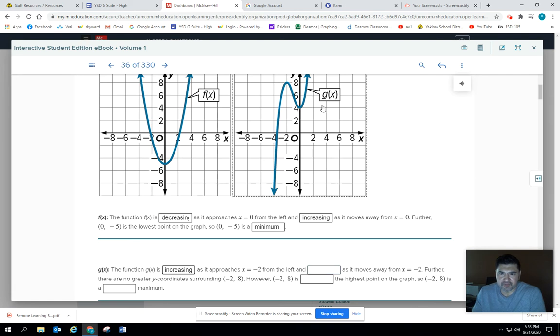So what is it doing as it's going away from -2? Well, on both sides, it's going... So what's happening on this side as it's going away from -2? Because it doesn't say going away from the left or going away from the right. So let's check both. Going away from -2 to the left, we are decreasing. Let's try the right side. As we're going away from -2, again, it is decreasing.